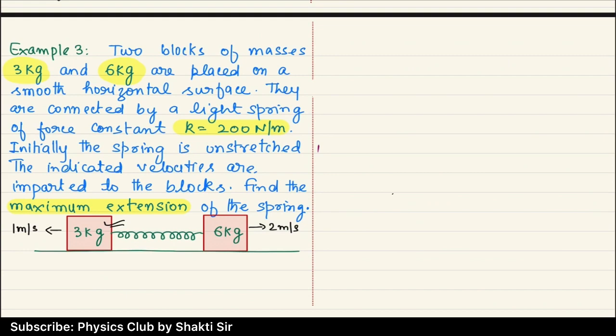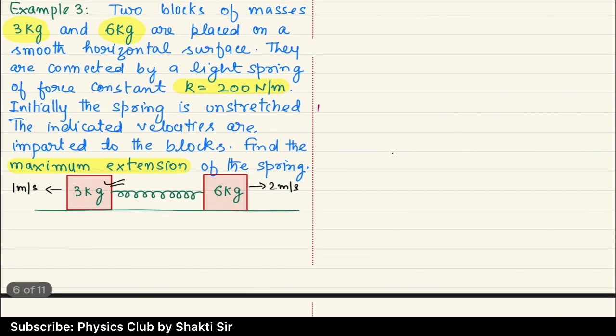So initially, linear momentum, P initial or before, can be written as: mass is 3 kg, but the velocity is toward left, so negative 3 multiply 1, plus mass is 6 kg and the velocity is 2. So you will get 12 minus 3 is 9, kg meter per second. This is the initial linear momentum of the system. All right, and at the maximum extension, you know that they will move with the common velocity.